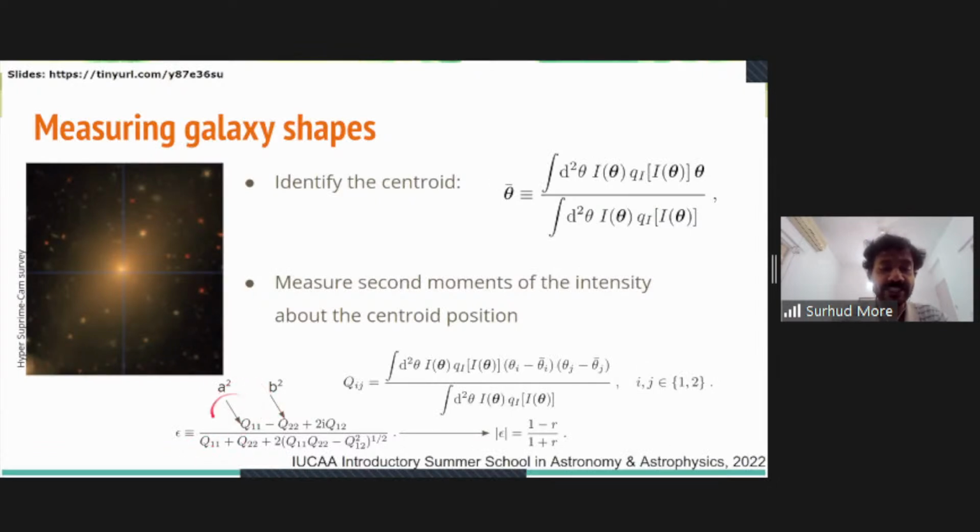That gives you a minus b divided by a plus b. Sorry, this is a square plus b square plus 2 times a times b, right? So this you can write down as (a plus b) the whole square. And so this a square minus b square divided by (a plus b) the whole square will give you (a minus b) divided by (a plus b). That quantity is just 1 minus the axis ratio divided by 1 plus axis ratio: 1 minus b by a divided by 1 plus b by a.